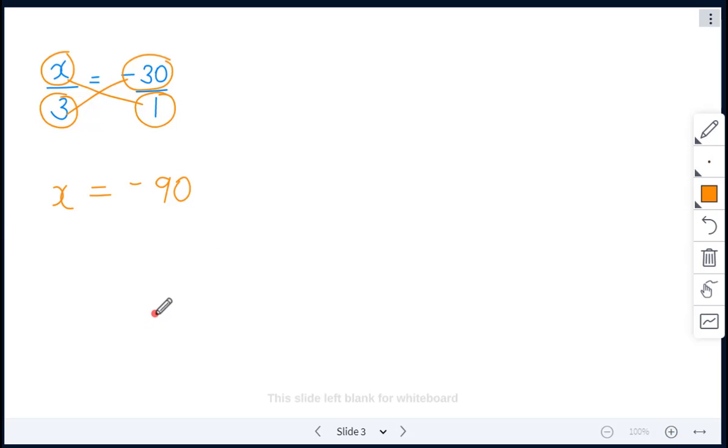All right, and for this question, that's it. We are finished. It's x equals negative 90. We've solved for x.